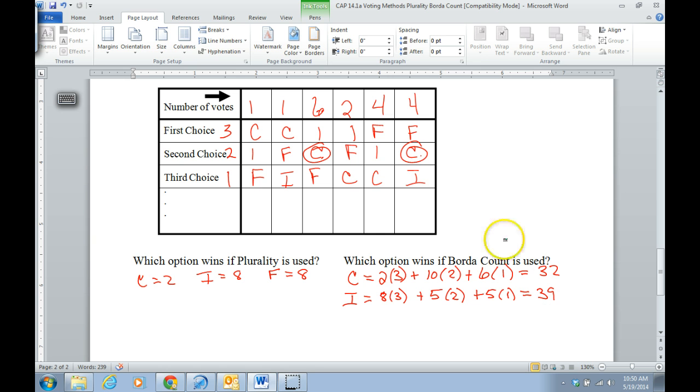Okay? So let's do the same thing for fruit. We have a total of 8 here for fruit, so 8 times 3. And for second choice, we have 1 plus 3, so it'll be 3 times 2. And then last place we have 1 plus 6, that's 7 times 1. So 24 plus 6 is 30, and plus 7 is 38. So who wins in this case? Ice cream. By 1, yep.